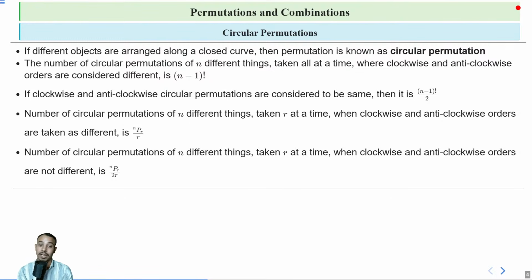And the number of circular permutations of n different things taken r at a time, when clockwise and anti-clockwise orders are not different, is nPr divided by 2r.